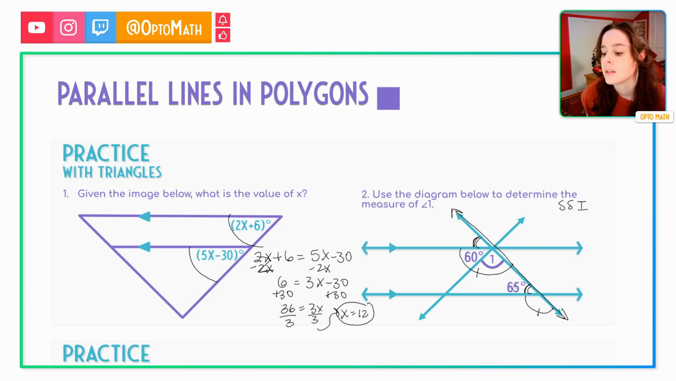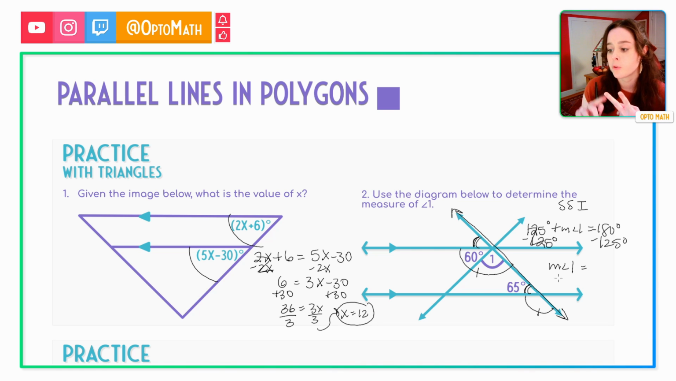So we could write 65 plus 60 plus the measure of angle 1 is 180. So let's just do that. 65 plus 60 is 125 plus the measure of angle 1, and that equals 180 degrees. So to solve this for the measure of angle 1, we'll subtract 125 from both sides. This is 0, and then we have the measure of angle 1 is equal to 180 minus 125.